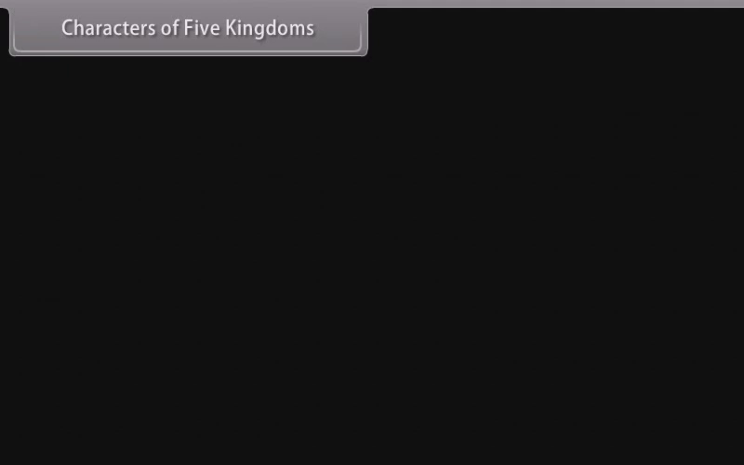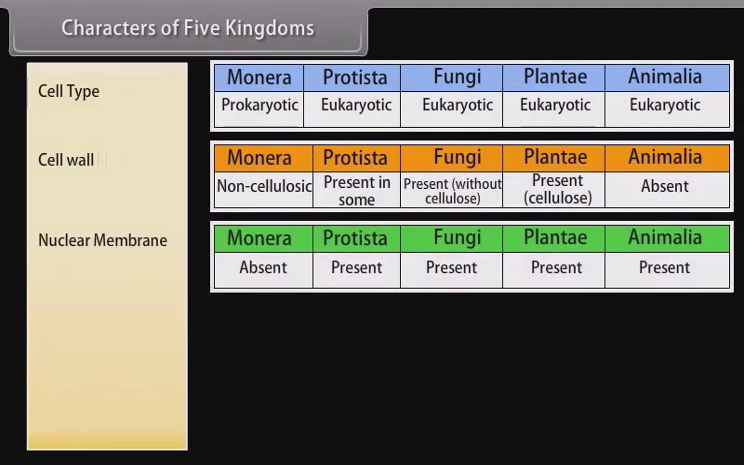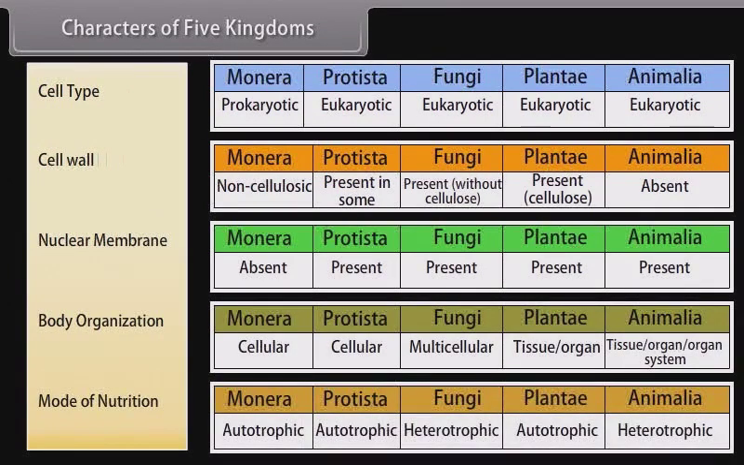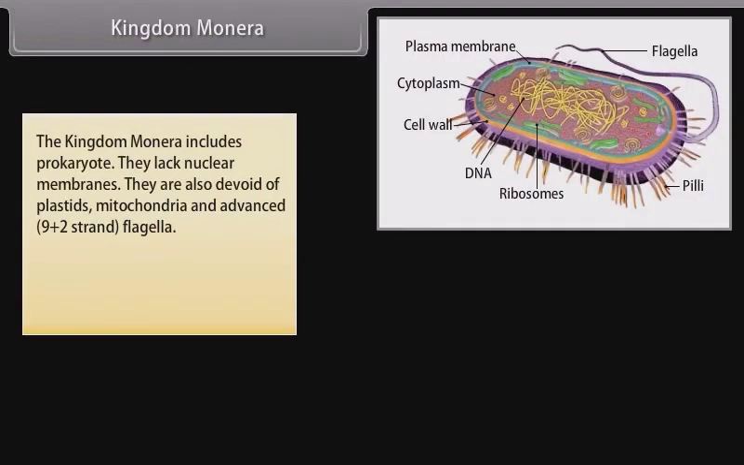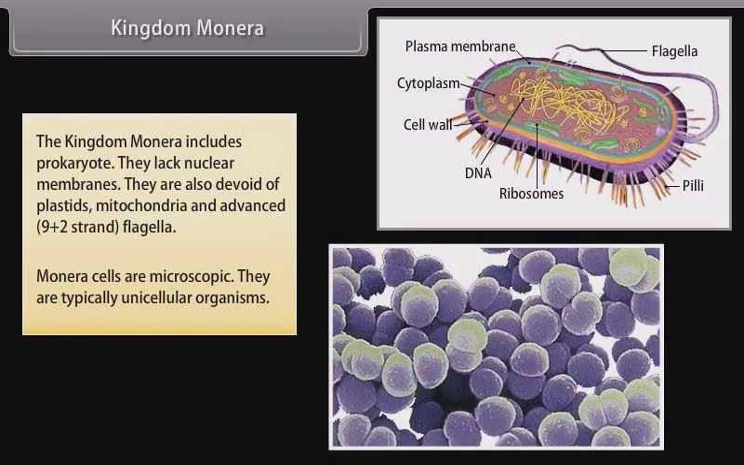Characters of five kingdoms: cell type, cell wall, nuclear membrane, body organization, mode of nutrition. Kingdom Monera. The kingdom Monera includes prokaryotes. They lack nuclear membranes. They are also devoid of plastids, mitochondria, and advanced 9+2-strand flagella. Monera cells are microscopic. They are typically unicellular organisms.